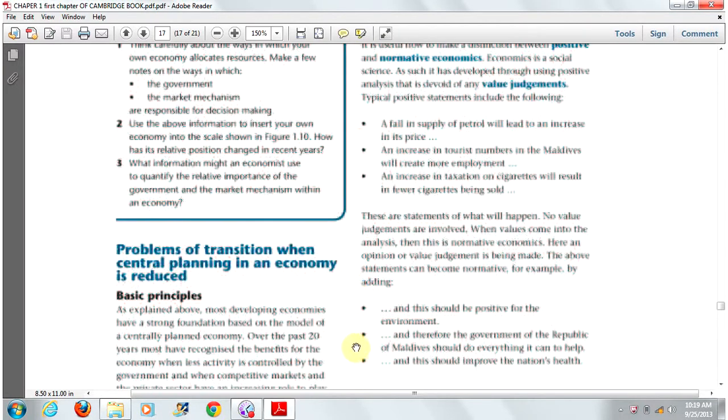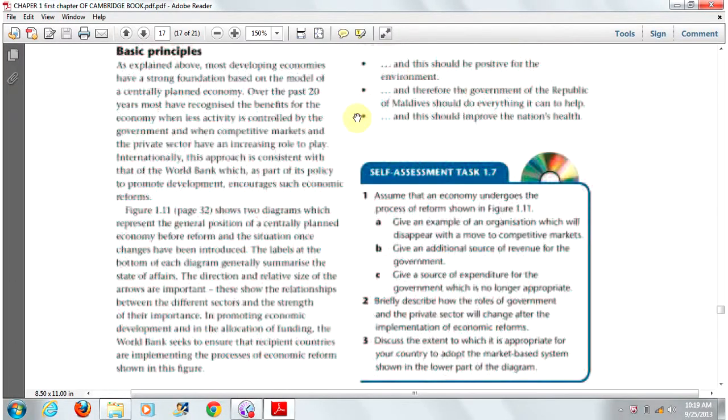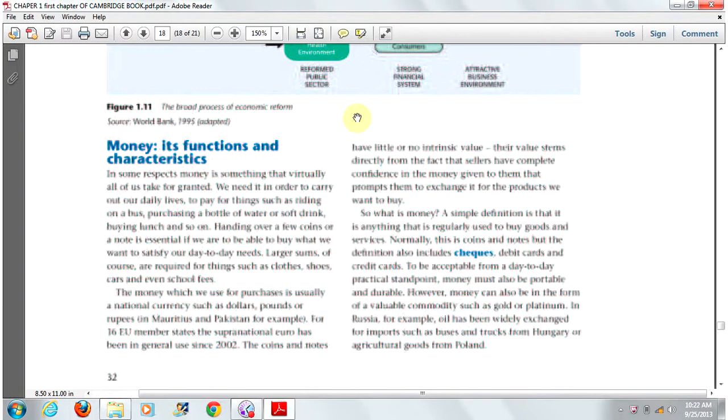Money, its functions and characteristics. In some respects, money is something that virtually all of us take for granted. We need it in order to carry out our daily lives, to pay for things such as riding on a bus, purchasing a bottle of water or soft drink, buying lunch, and so on. Handing over a few coins or notes is essential if we are to buy what we want to satisfy our daily needs. Larger sums, of course, are required for things such as clothes, shoes, cars, and even school fees.